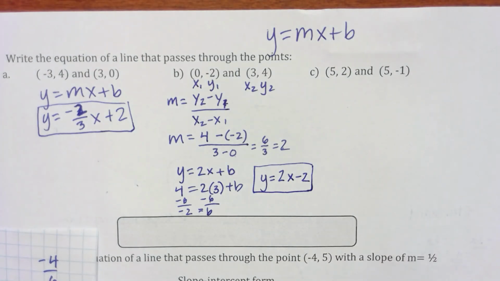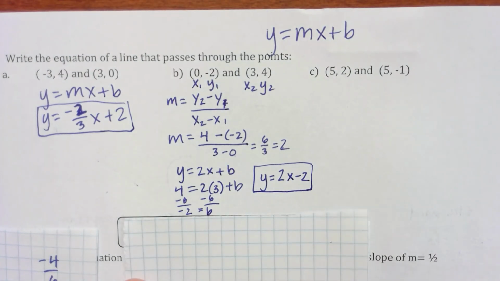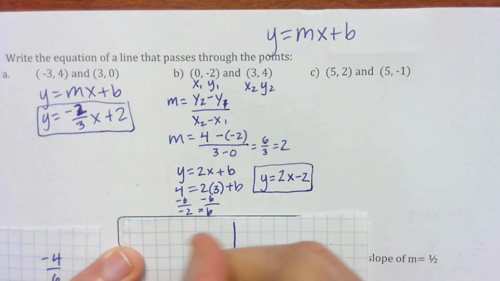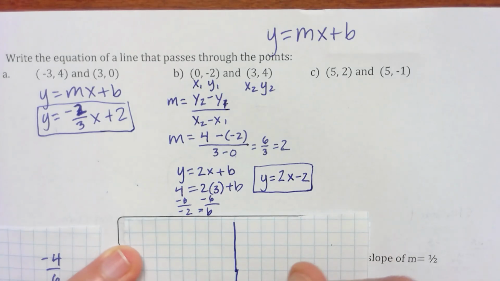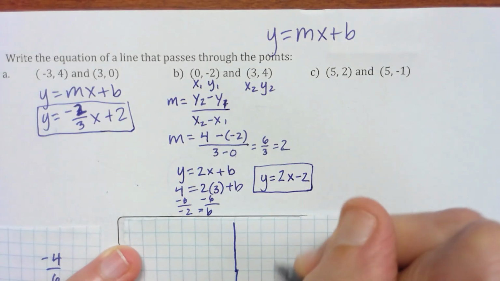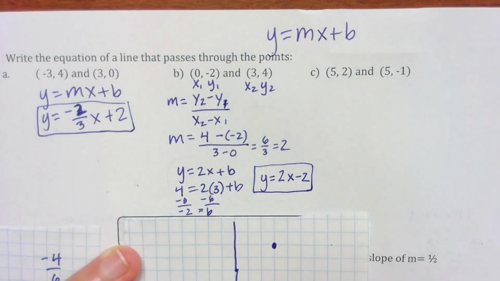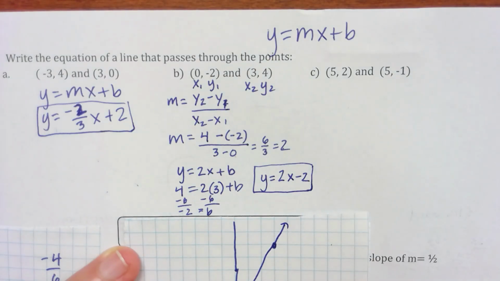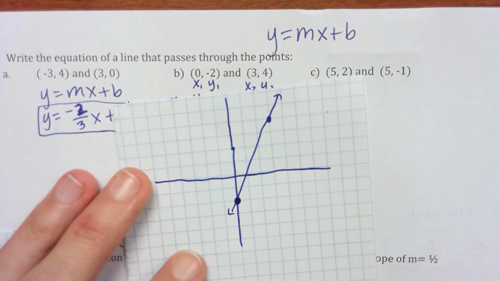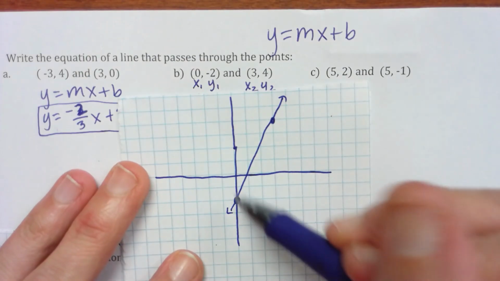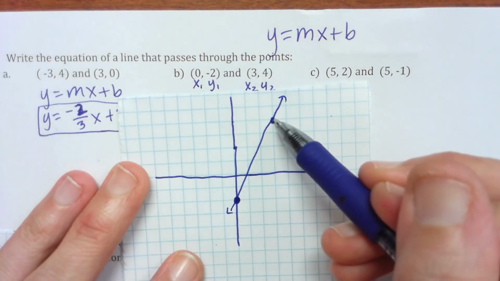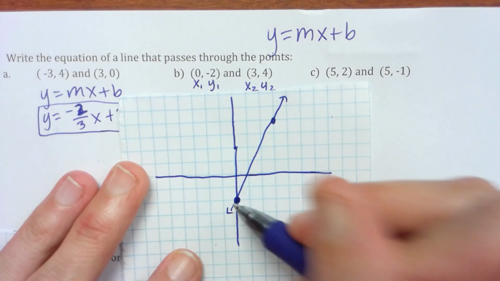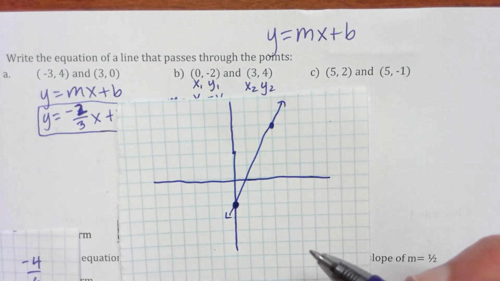But again, just to be clear, you can also draw this: put a point at 0, -2, put a point at 3, 4, connect them, and find the equation of the line that way. Count the slope, rise 6, run 3, that's a slope of 2. Look at the y-intercept, it's just staring at you right there, it's -2.